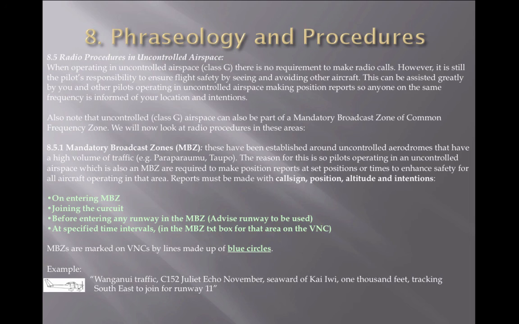On entering the MBZ, joining the circuit, and before entering any runway in the MBZ, advise the runway to be used, at specified time intervals given in the MBZ text box for that area of the VNC. And all MBZs are marked on VNCs by lines made up of blue circles. For example: Wanganui traffic, Cessna Juliet Echo November, seaward of Kai Iwi, 1,000 feet, tracking southeast to join for runway 11.